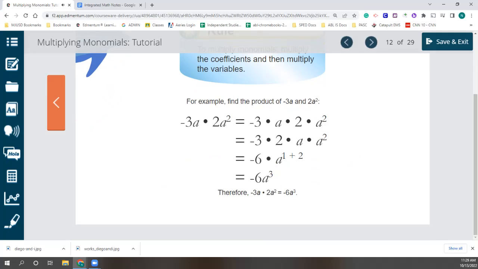Therefore, negative 3a times 2a squared equals negative 6a cubed. Wow, that was pretty cool. I definitely recommend you pause that, write it down, make sure you understand it. If not, ask questions.